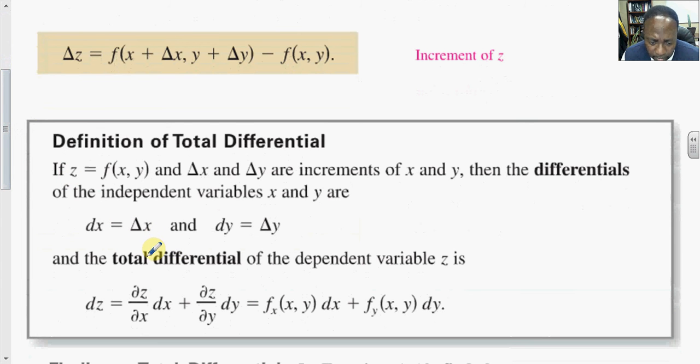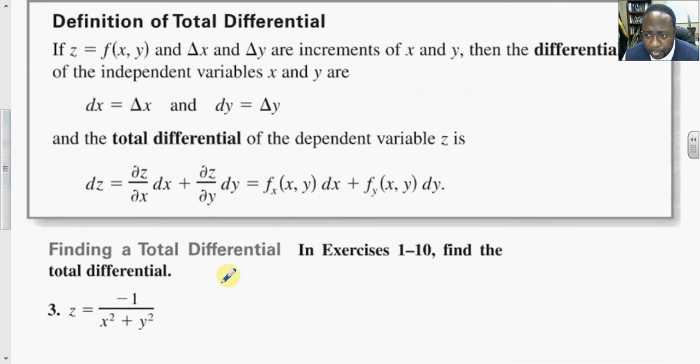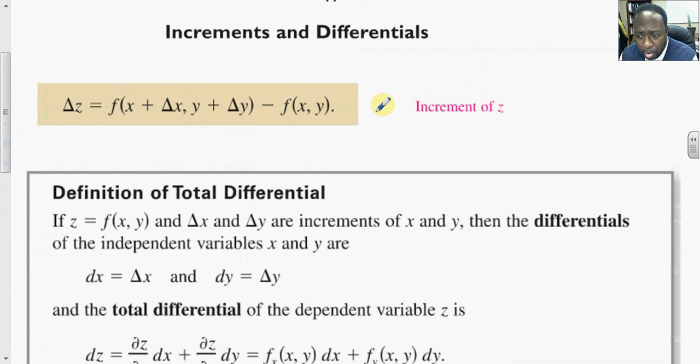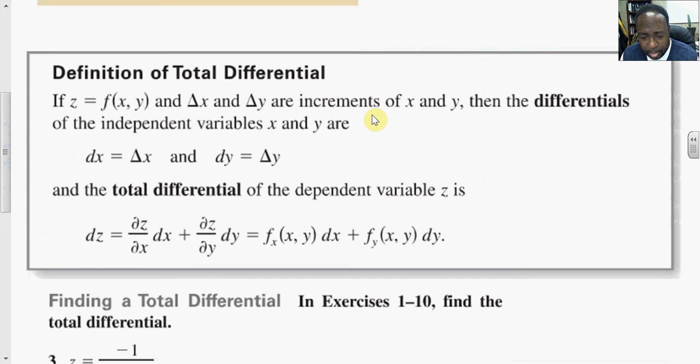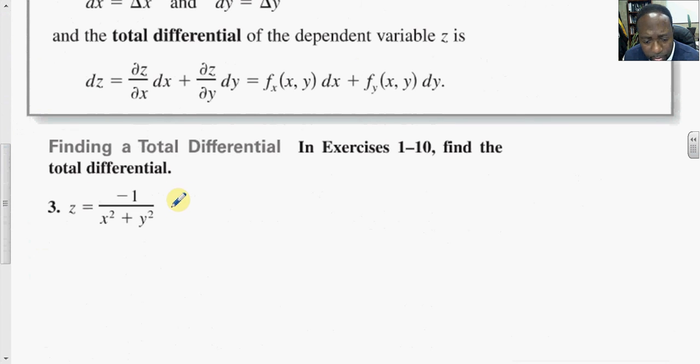The total differential depends on the partial derivatives of z with respect to x, dx, plus the partial of z with respect to y, dy. So the problems will sometimes ask for the increment, and sometimes it will ask for the total differential. Here this problem asks for the total differential.